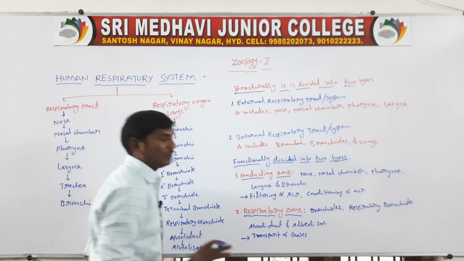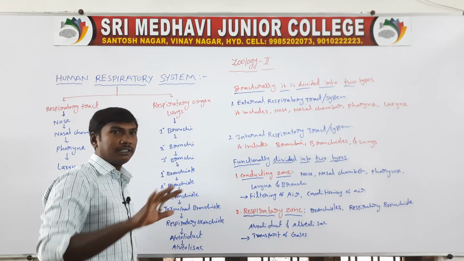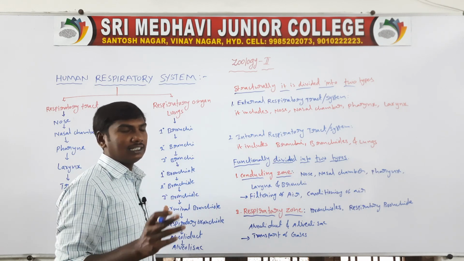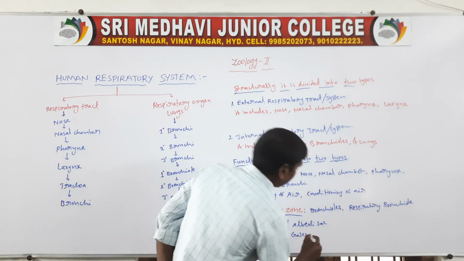So, these are the respiration areas: the transport of gases between the air and the body, between the air and the lungs, and the blood vessels. So, the air and blood.